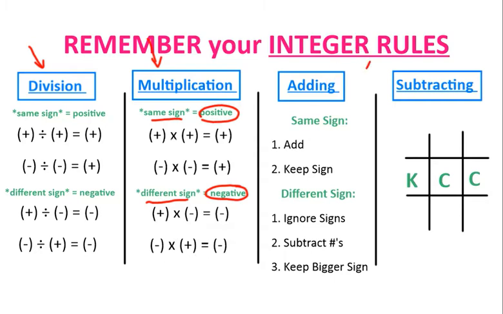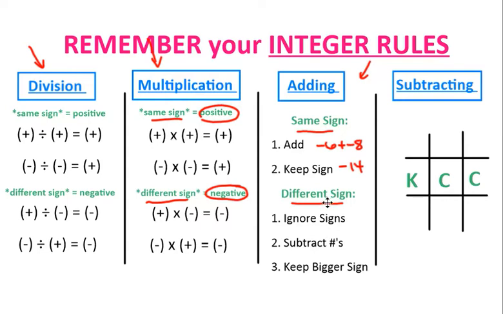Now, when you're adding, you also have same sign rules and different sign rules. So when you're adding and your two numbers have the same sign, you're going to add the numbers together and keep the sign. So for example, -6 plus -8. You're going to add the two numbers together, so 6 plus 8 is 14, but then because they both have negative signs, you're going to keep the negative sign and your answer is going to be -14.